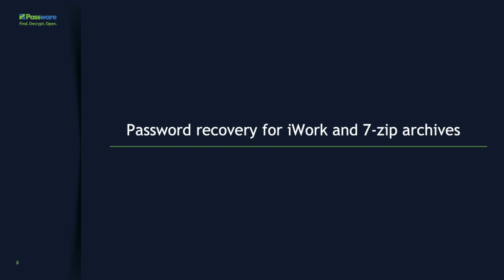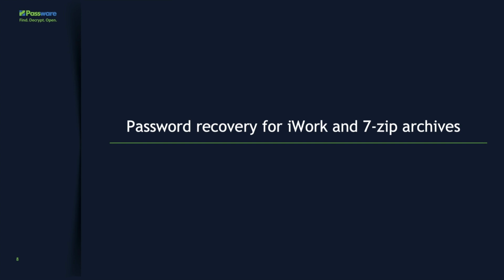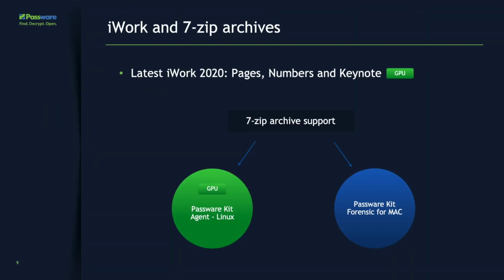Passware Kit Forensic has also introduced improvements for 2 file types, iWork and 7-zip archives. Version 4 supports the latest iWork 10.2 documents, which have been created with Pages, Numbers and Keynote. The average password recovery speed on a single NVIDIA 2080 Ti GPU is around 57,900 passwords per second. Passware Kit Agent for Linux and Passware Kit Forensic for Mac now also support password recovery for 7-zip archives, in addition to the Windows version of Passware Kit.